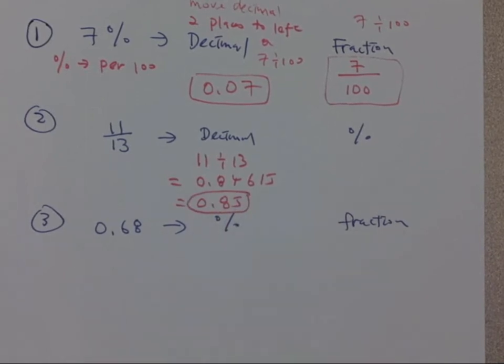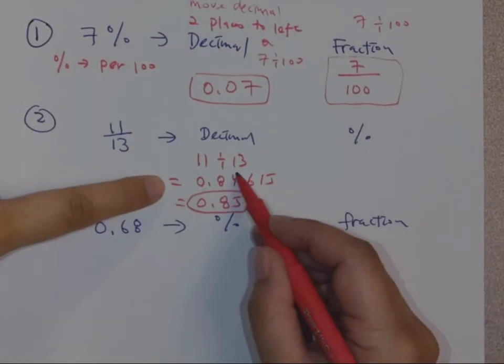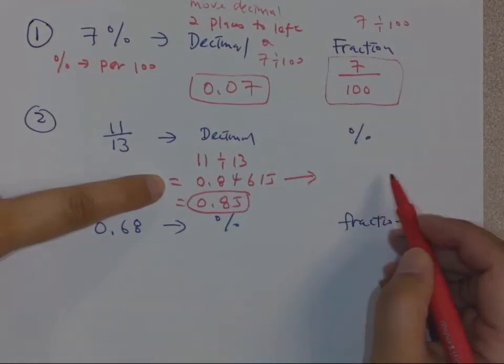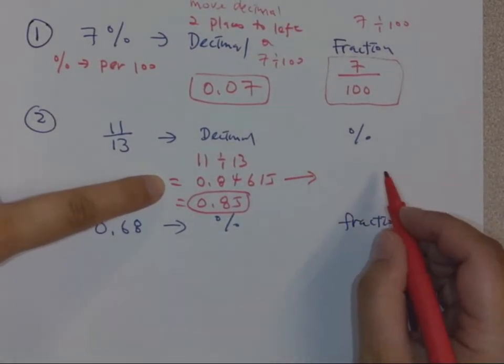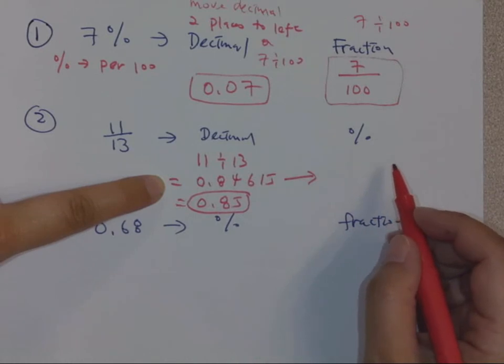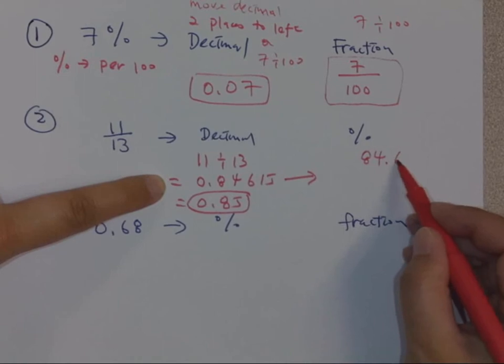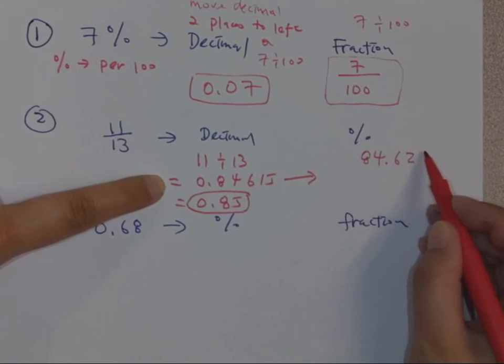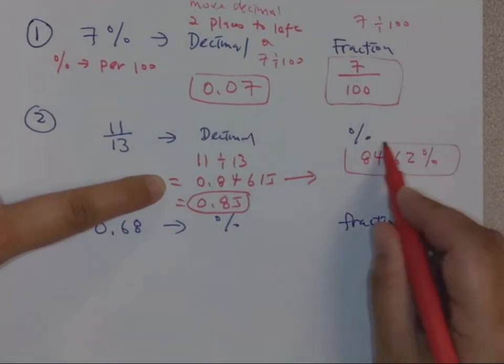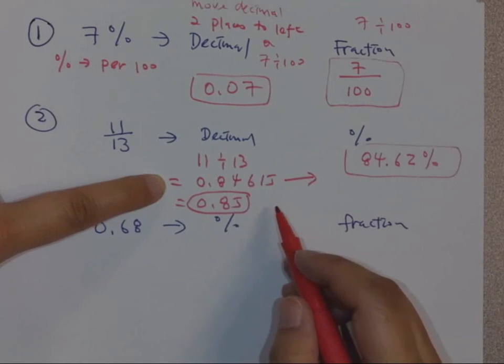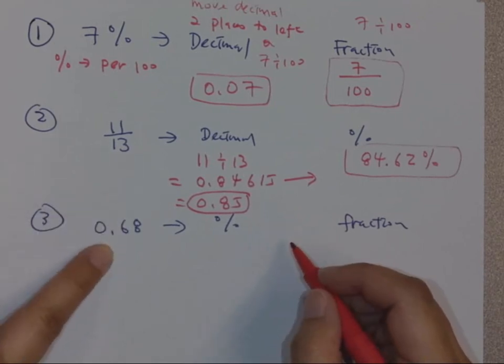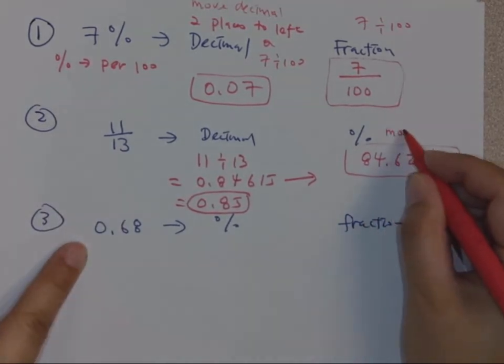Okay, how about percentage? Okay, I need 2 decimal places. So I would go back to my decimal number here, right? And then change it to percent, which with 2 decimal places, we will have 84.62%, right? So that's why I wrote a few more decimal places, right? So move 2 decimal places.